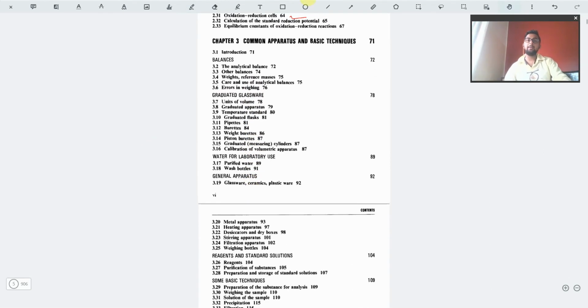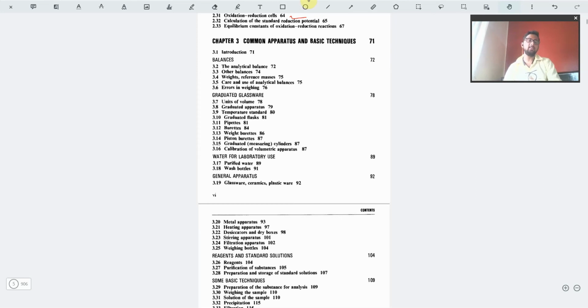Then we have common apparatus and basic techniques. What are the apparatus that we'll be using? For example, if you are cooking, the main ingredients are required, but the utensils are also required, because without utensils you cannot cook, right?